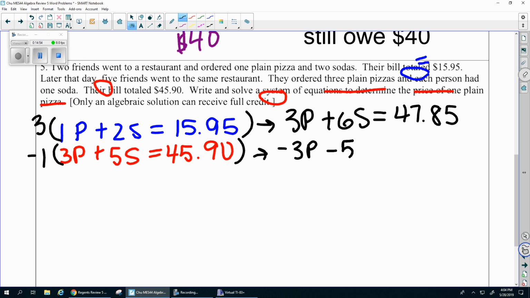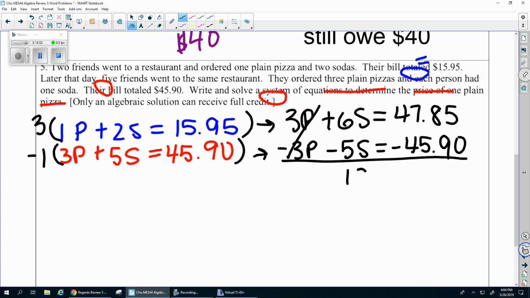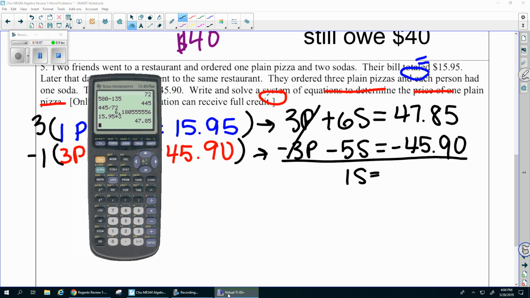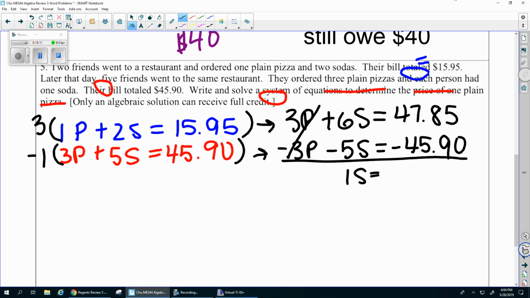-3p minus 5s equals -$45.90. My p's cancel out. I get 1s equals 47.85 minus $45.90. So one soda is $1.95. That's not what they're asking us for. They're asking for the price of one plain pizza.